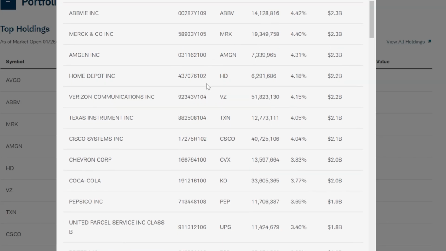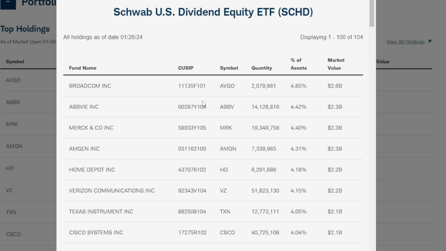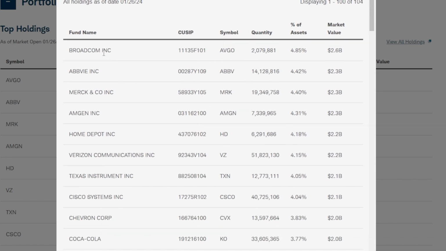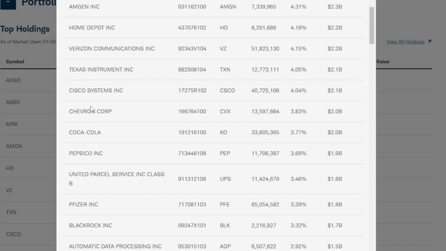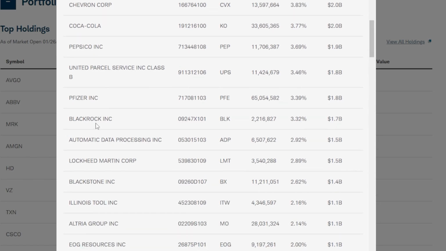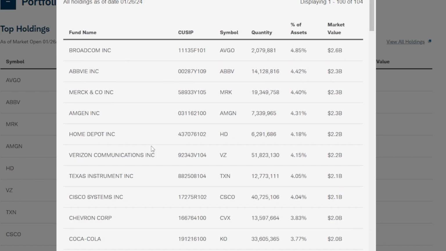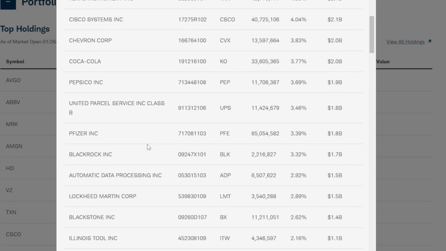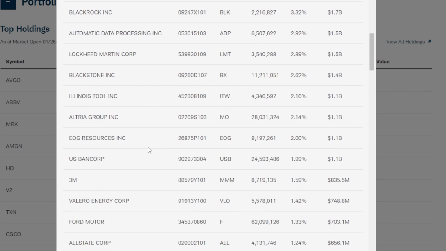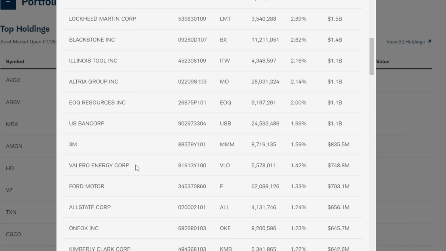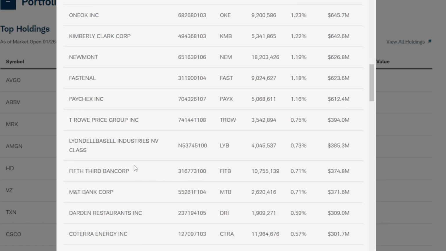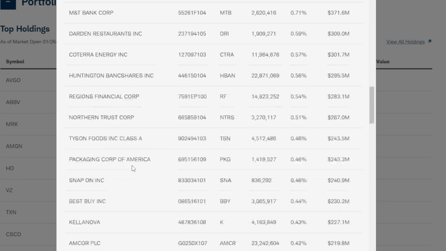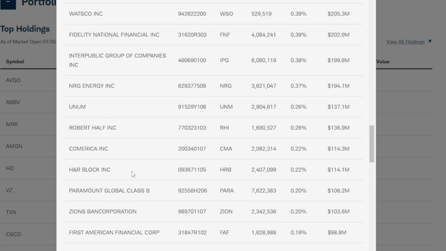Now, for example, as of right now, at least after all those screenings, this is the top 100 stocks that are in the SCHD US Dividend Equity ETF as of right now. The top holdings being things like Broadcom, AbbVie, Merck, Amgen, Home Depot, Verizon, Texas Instruments, Cisco, Chevron, Coca-Cola, Pepsi, UPS, Pfizer, BlackRock, etc., etc., etc. So now that you understand the entire methodology and exactly how companies are added, or of course taken out of the underlying index that SCHD tracks, it definitely allows me to sleep pretty well at night knowing how rigorous the screening is, and knowing that these companies within this ETF had to jump through quite a few hoops to make it into the party.